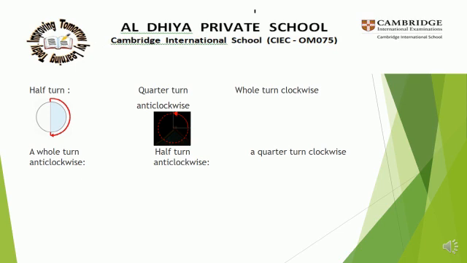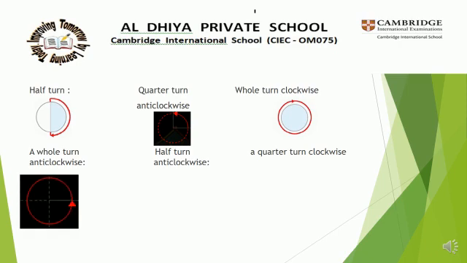The next is a whole turn clockwise. See the direction, the clock rotating direction I marked as an arrow, and I draw a complete circle with the red pen. Correct? So this is whole turn clockwise. And the next one, whole turn anti-clockwise.